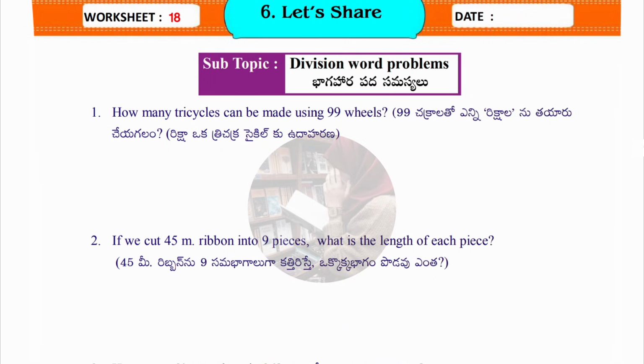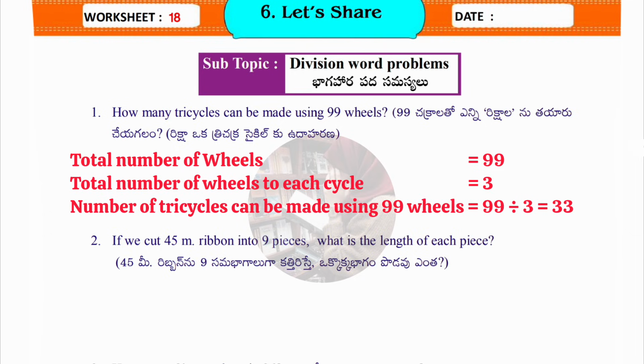Got it, guys? Let's move on to the next worksheet, that is worksheet number 18. Here the subtopic is division word problems. First question is, how many tricycles can be made using 99 wheels? Let's see the answer. Total number of wheels, how many wheels are there? 99.